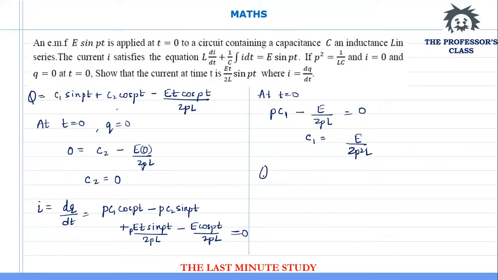I'll substitute to find out the value of Q. So Q is, at C1, I have E by 2P square L sin PT. C2 is 0, so this second term will become 0. And next is ET cos PT divided by 2PL.